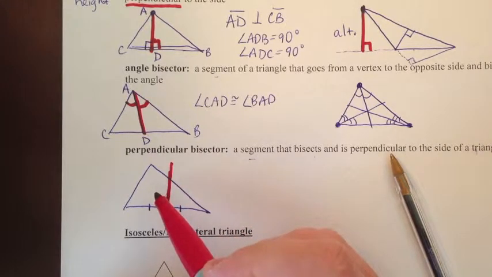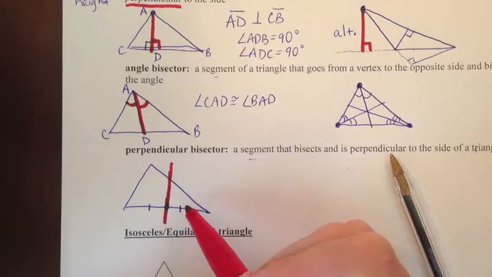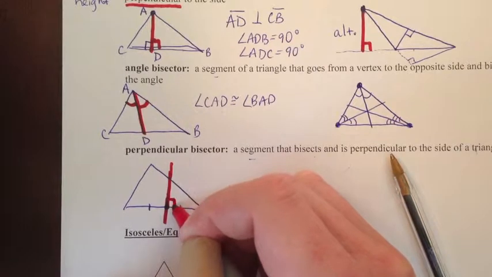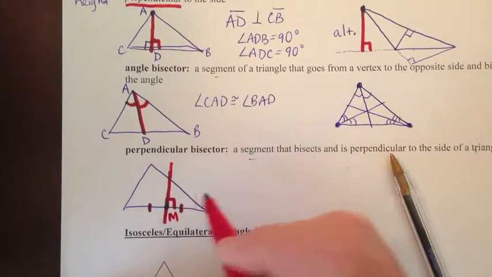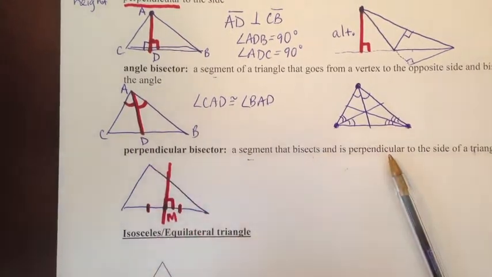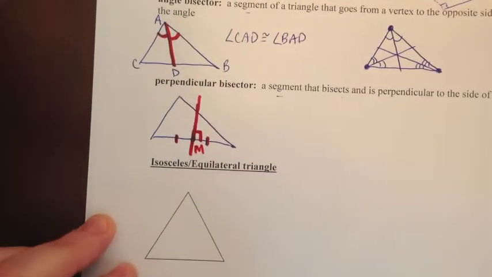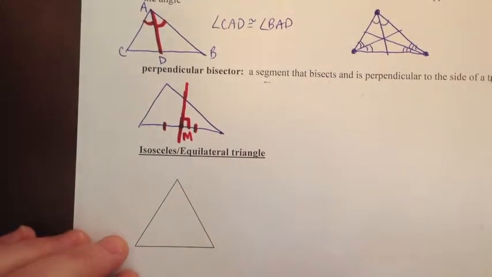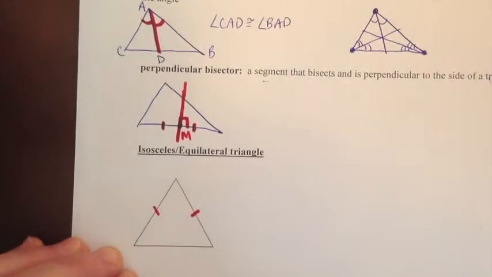So a median has to start from one of your 3 vertices. An altitude and an angle bisector have to start from one of your vertices. A perpendicular bisector does not. It needs to create a midpoint, there's M, and it needs to bisect the side. Okay, so this one does not have to go through a vertex. Now there is one special case here, actually 2 special cases. An isosceles or an equilateral triangle. Okay, let's just say, it doesn't matter if it's equilateral, we'll say it's isosceles.